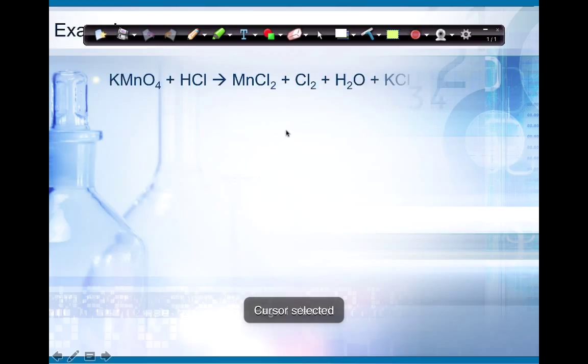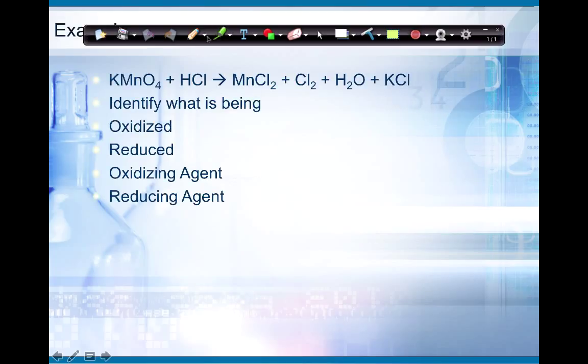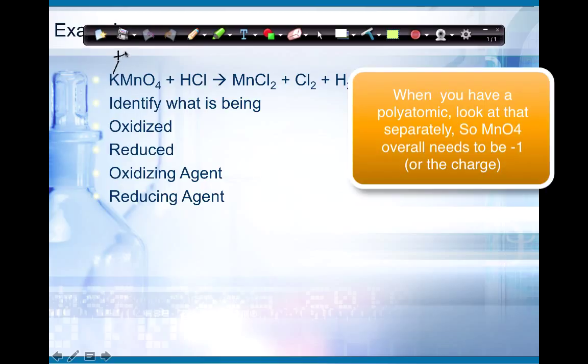Okay, so let's look at an example. What we're going to do, we're going to identify what's being oxidized, reduced, and what the agents are here. Alright, so the first thing we have to do is assign oxidation numbers to everything. So when we're looking at this compound, this is an ionic compound. So first of all, I know that the cation is potassium, so I know that that has a charge of +1.